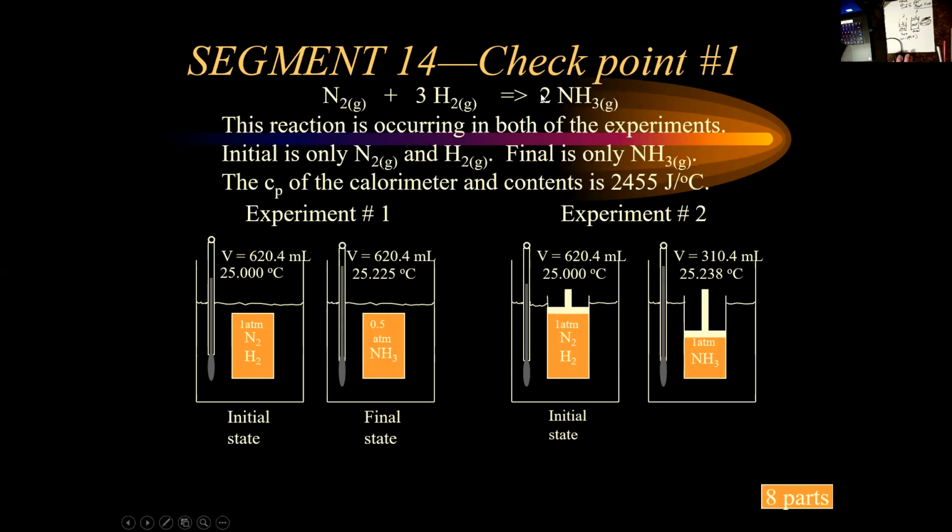What's going to happen to the volume? It's going to go down. It's going to look like that. And here are the numbers. It's 310.4 milliliters, and the temperature is at 25.238 out here. Now, these are real numbers that really would have happened in this experiment. So here's an experiment. The number 1 is an experiment at constant volume. Number 2 is an experiment at constant pressure.